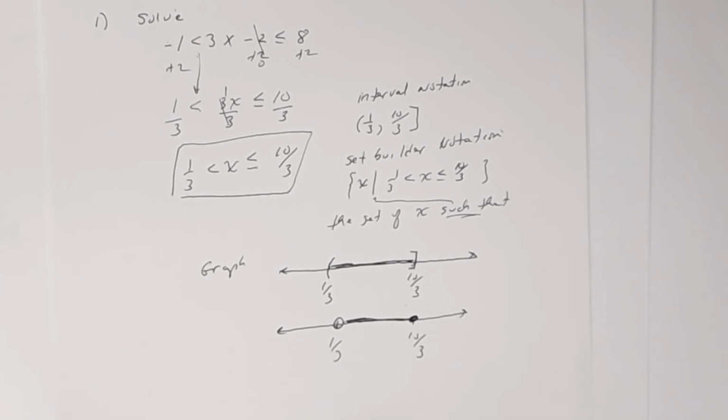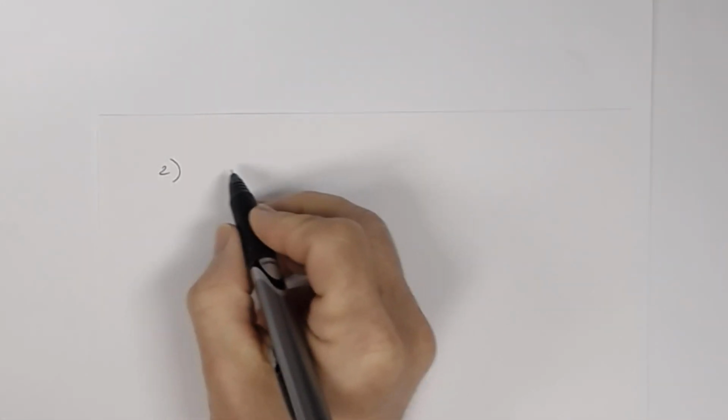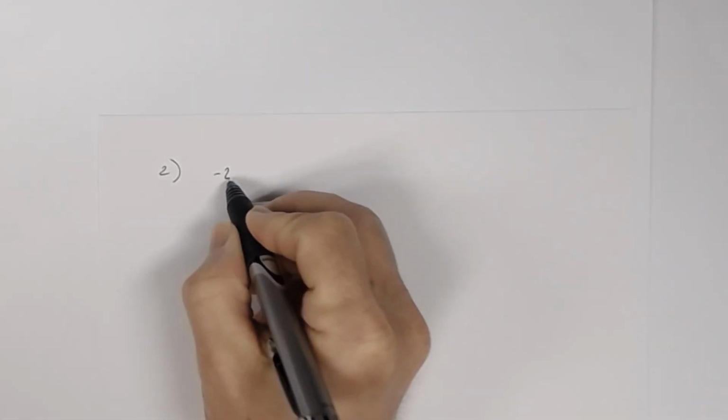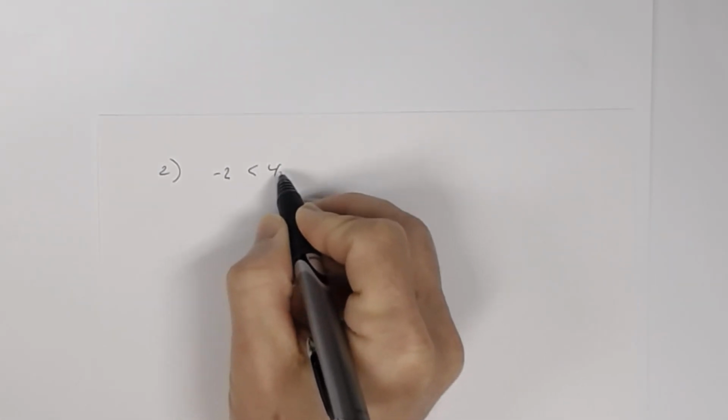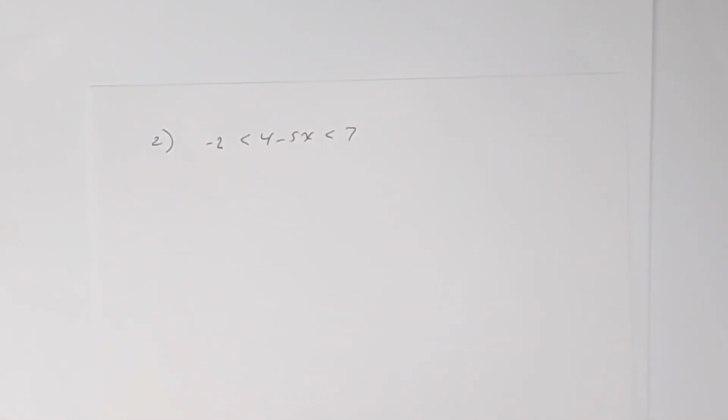So that was number one, and it's basically the same idea you've been doing. The process is the same as solving linear inequalities, except this time it's a compound inequality. Okay, let's look at number two. Let's say we had -2 is less than 4 minus 5x is less than 7.